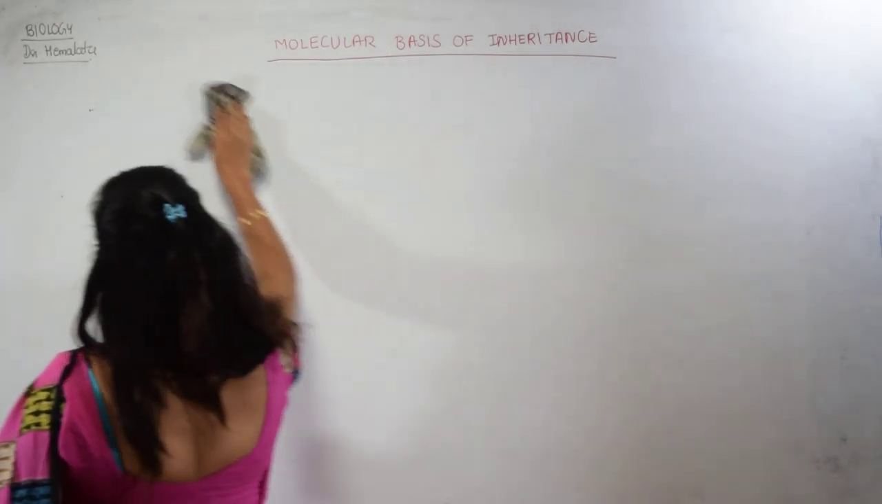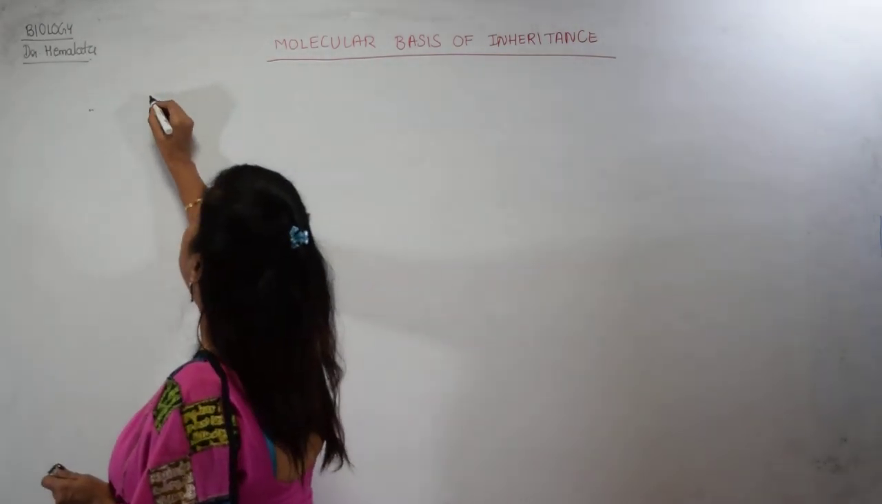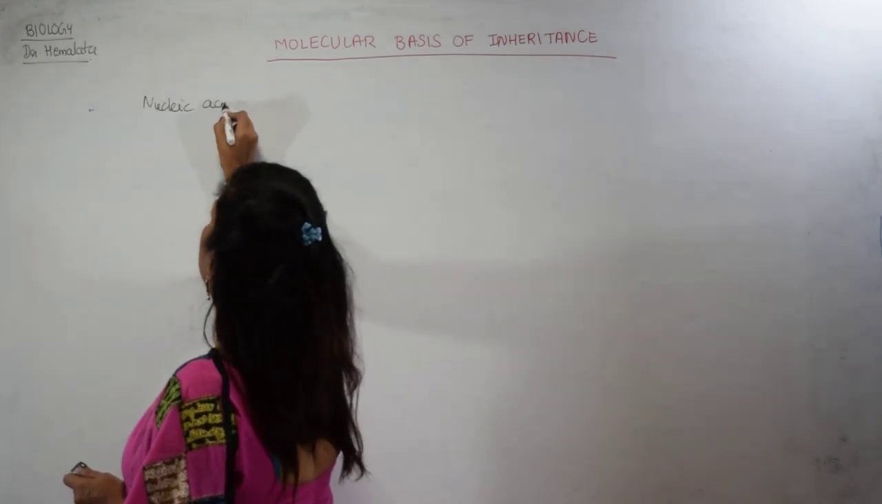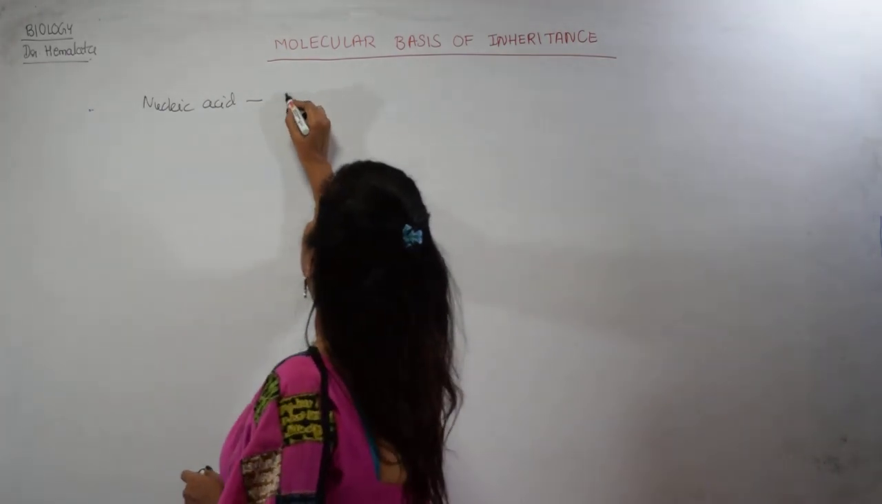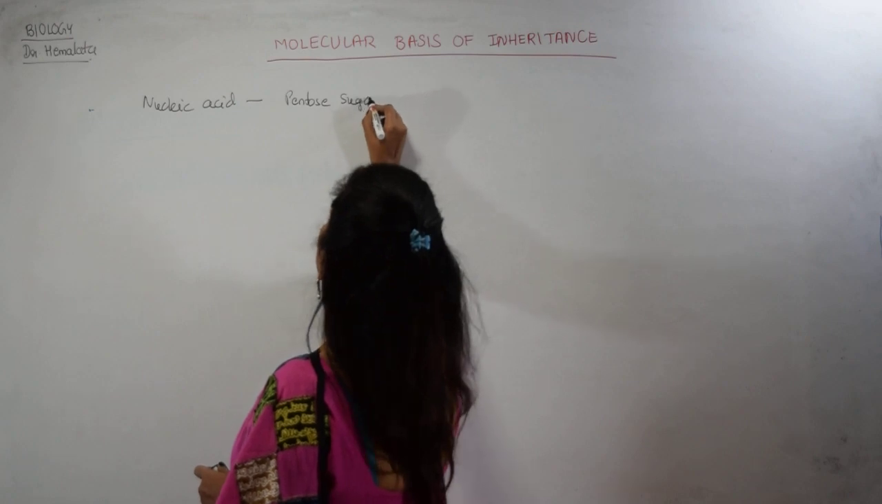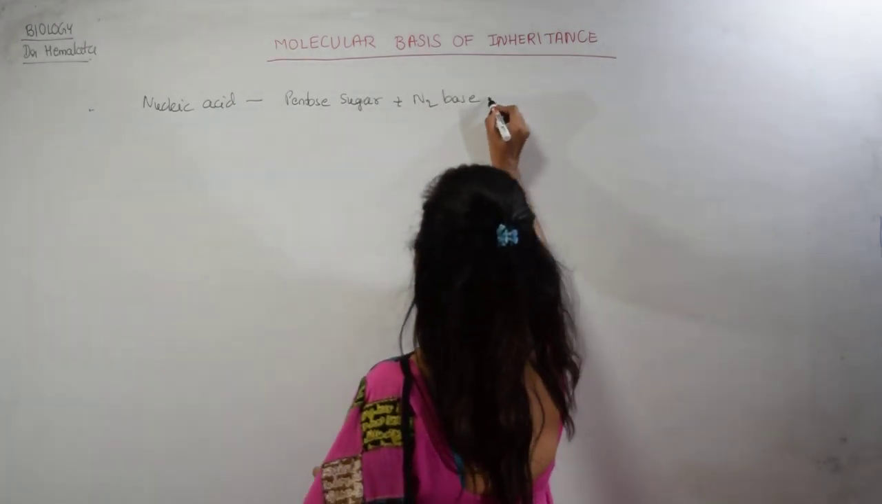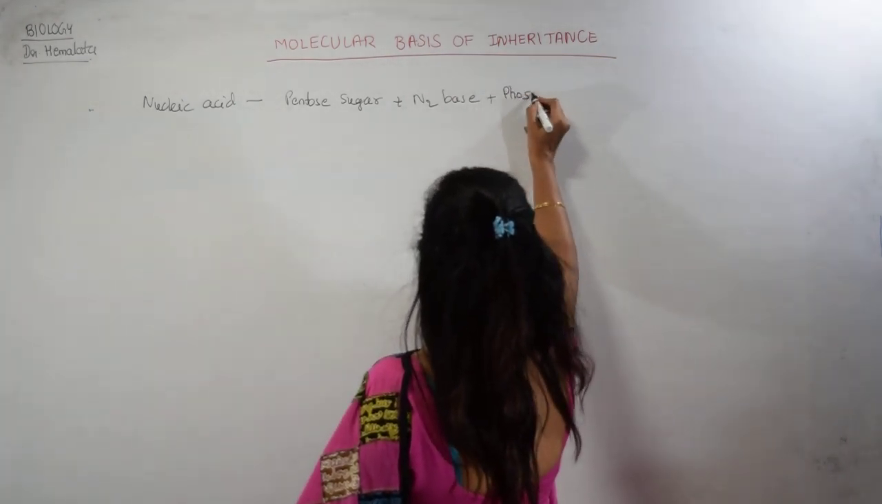But before anything, let me give you what a nucleic acid consists of. So every nucleic acid has three components. One is a pentose sugar, and a nitrogen base, and a phosphate group.